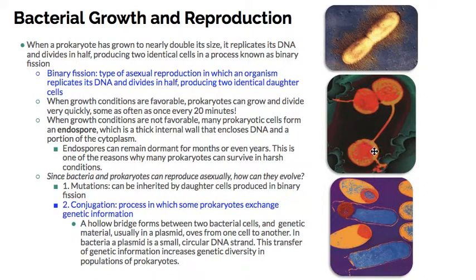So let's look here at conjugation. In conjugation, a hollow bridge forms between two bacterial cells, and genetic material, usually in the form of what we call a plasmid, moves from one cell to another. In bacteria, a plasmid is a small circular DNA strand, and the transfer of genetic information increases genetic diversity in populations of prokaryotes. Whenever we get to genetics for Unit 4, we're going to talk about bacterial replication, and we're going to learn that term plasmid more. But for now, a plasmid is just a small circular DNA strand.